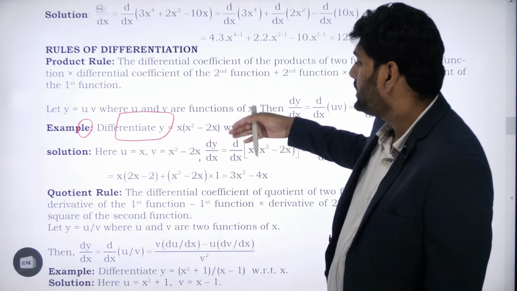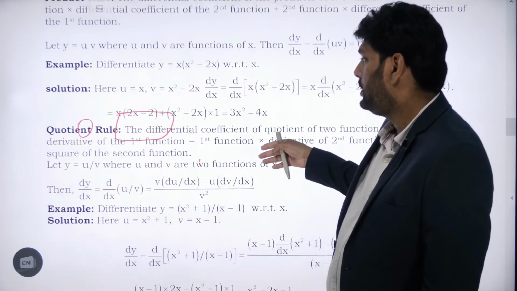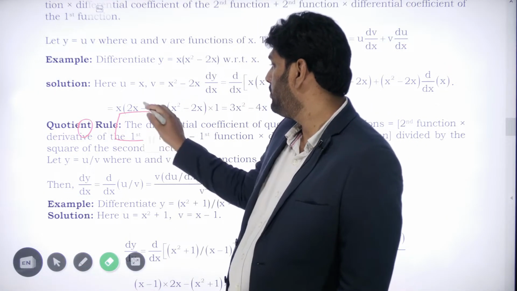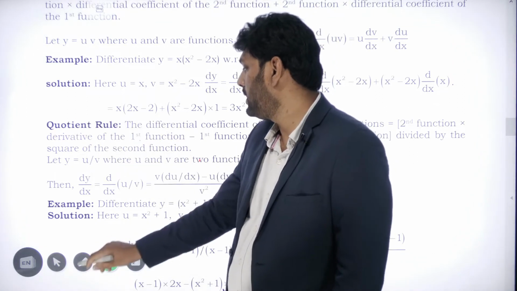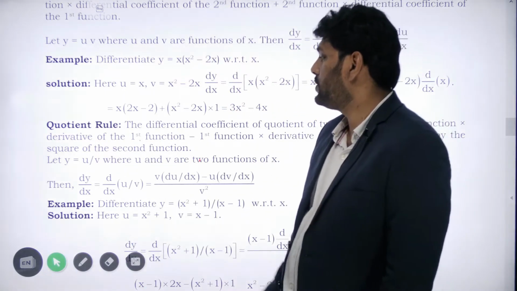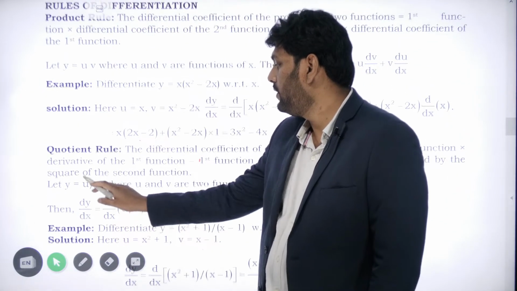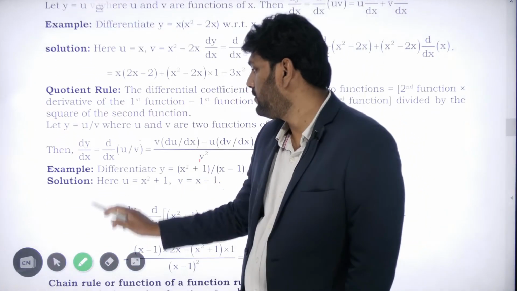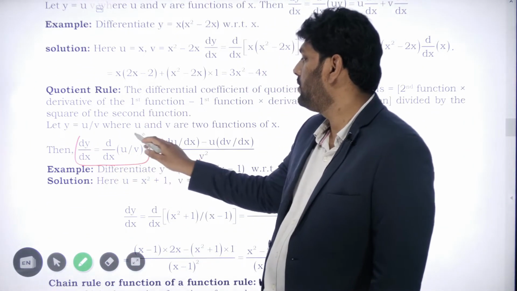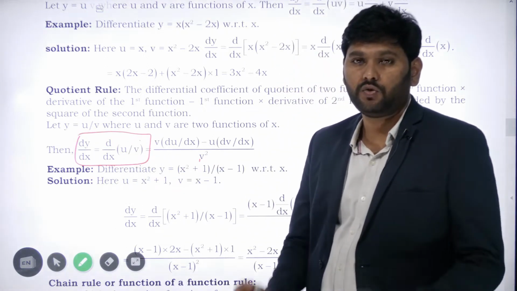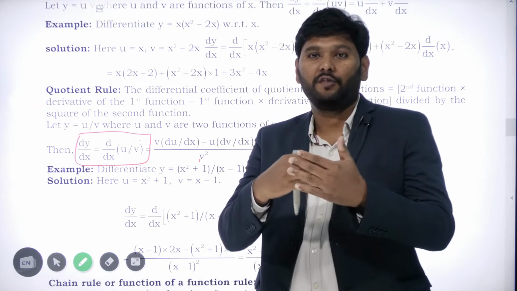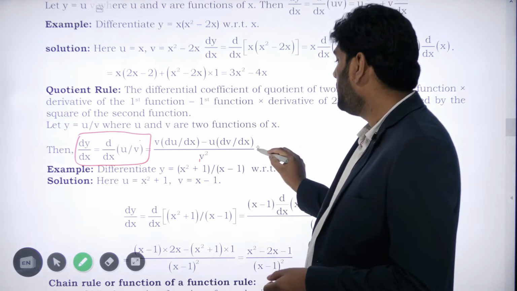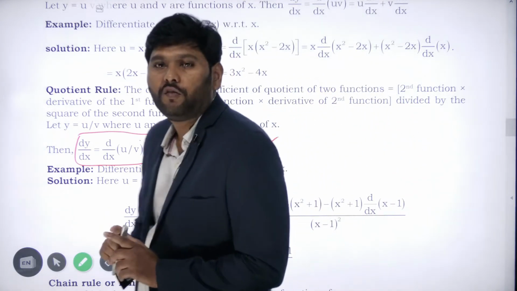Now, this product rule we have also discussed. Now one more very important formula: the quotient rule. The quotient rule is differentiation of any functions. Let's take two functions. When the two functions are dividing, how do you find the differentiation? You can find it by using this simple formula.